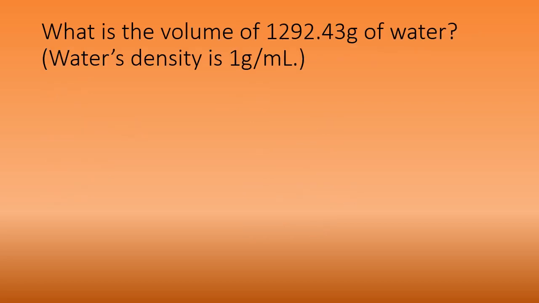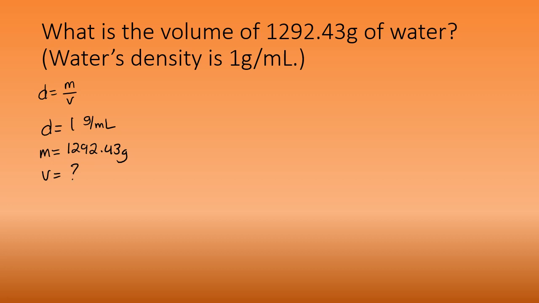This question asks, what is the volume of a 1,292.43 gram sample of water? And water's density is given as 1 gram per milliliter. If we write out our formula, as always, density equals mass divided by volume, and list our variables. Density is 1 gram per milliliter. Mass given in the problem is 1,292.43 grams. Volume is what we are tasked with finding.